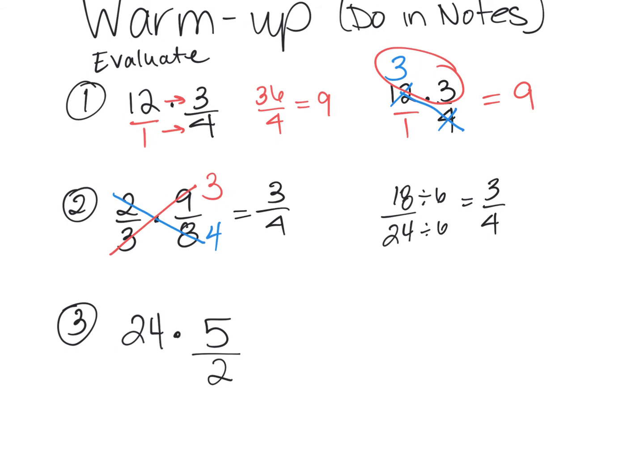So number 3, we'll put a 1 underneath the 24. 2 goes into 24 how many times? 12, and 12 times 5 is 60. Okay. Here's where I really like the cross multiplication, because 24 times 5 in my head, I don't necessarily know, right? And so making that 12 times 5, I know that a little bit better, okay?